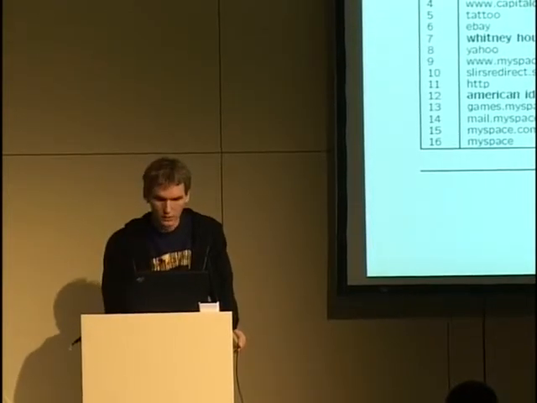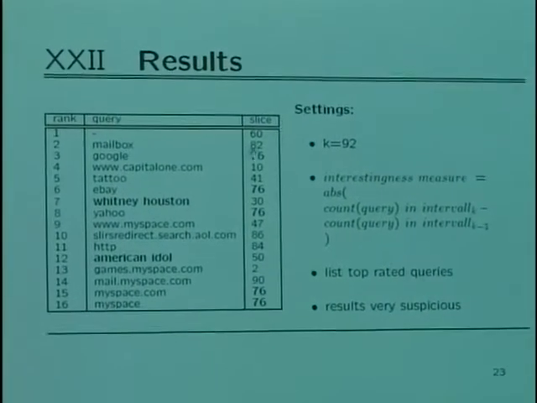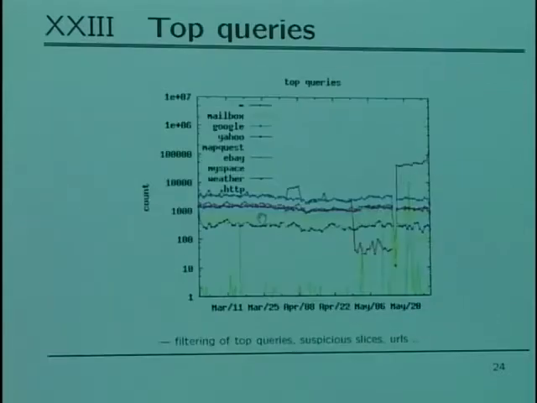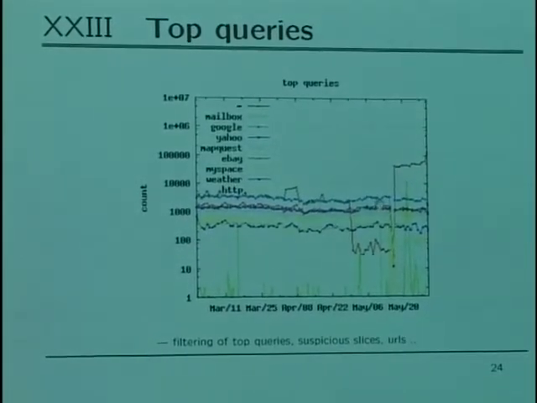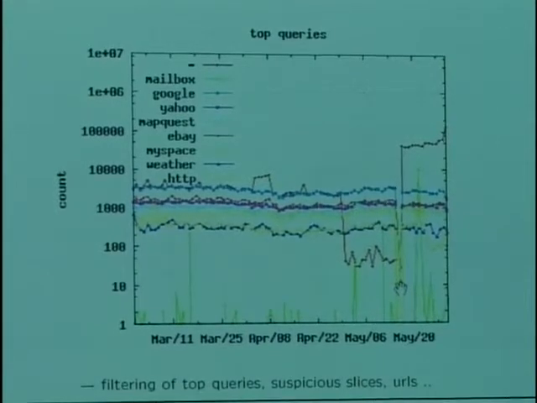These are the first results. What I did is with a k of 92, which basically means that each slice is a day. And these are the top rated queries according to this interestingness measure, which is basically the difference between the frequency in the consecutive slices. The results are quite suspicious because there are many top rated queries in the list, and the slice where the significant growth takes place is sometimes the same. So I investigated this, I plotted the top rated queries, and usually they should not change much, but this is the problem. This is the sudden decline, which you saw before, and which disturbs our search trend mining algorithm.